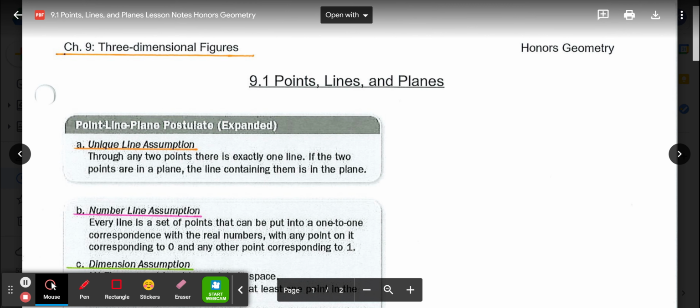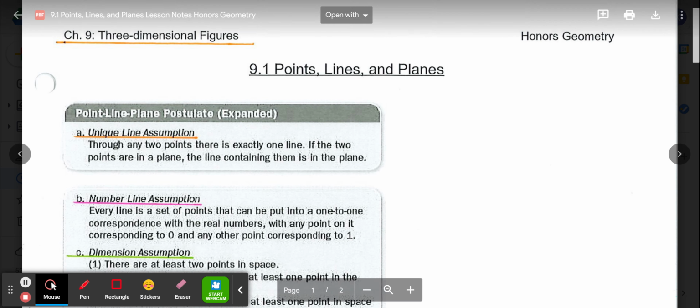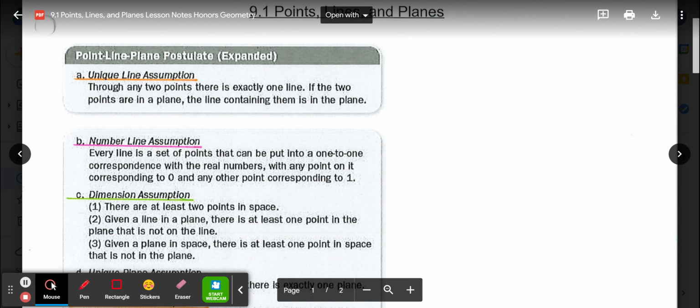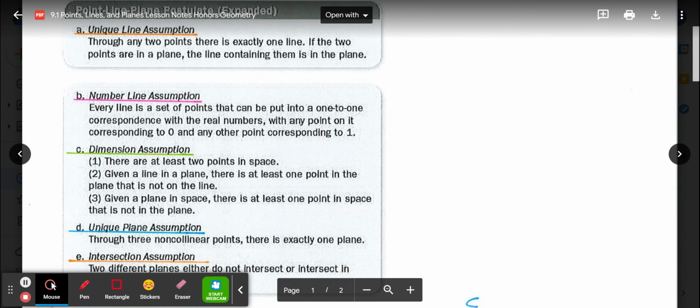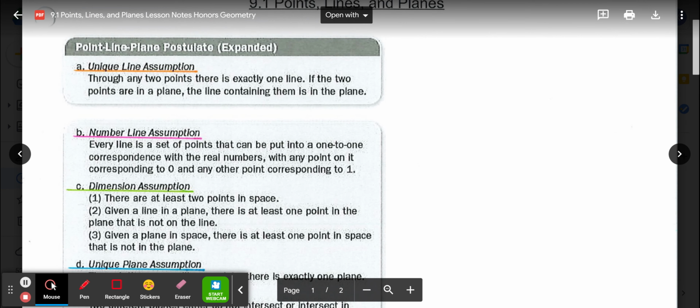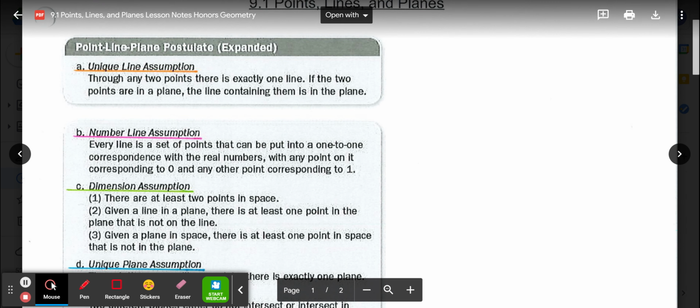So it all begins with the ideas of points, lines, and planes. So the point, line, plane postulate, expanded form. So you can see the point, line, plane postulate when we expanded it as A, B, C, D, and E for these assumptions. First off, in today's notes, there's not a lot for you to write. As we go through it, feel free to highlight or underline each part of these postulates or assumptions to help you remember them. If you want to draw a picture off to the side, feel free.